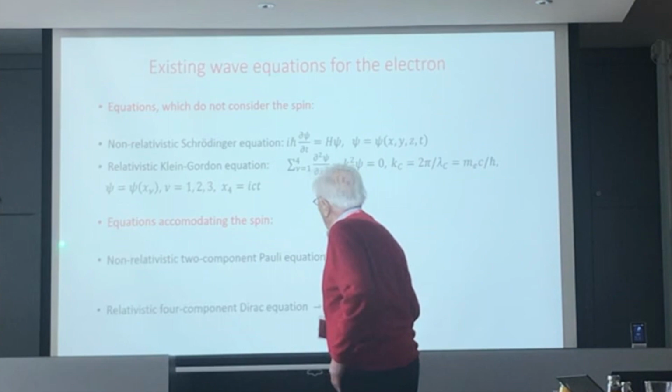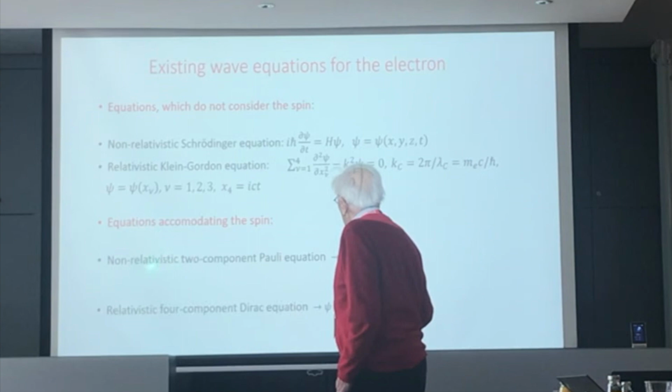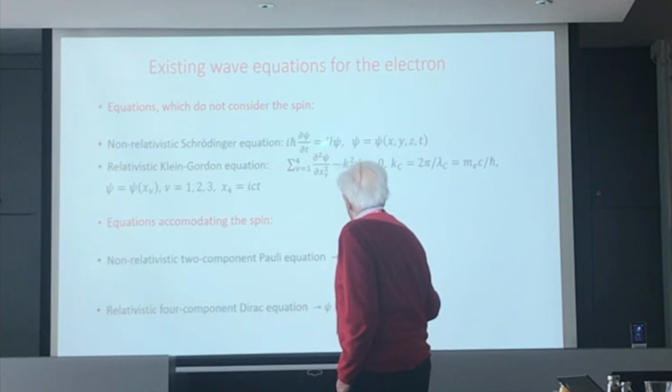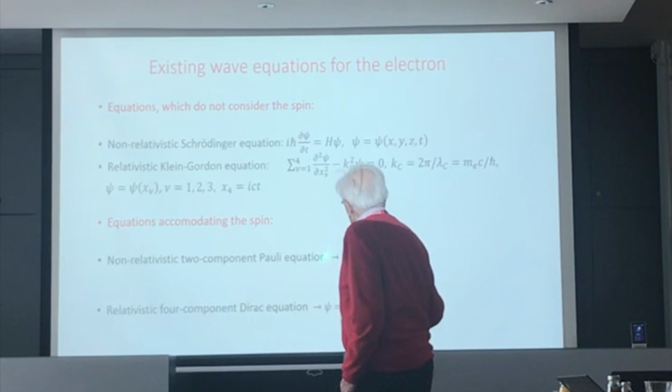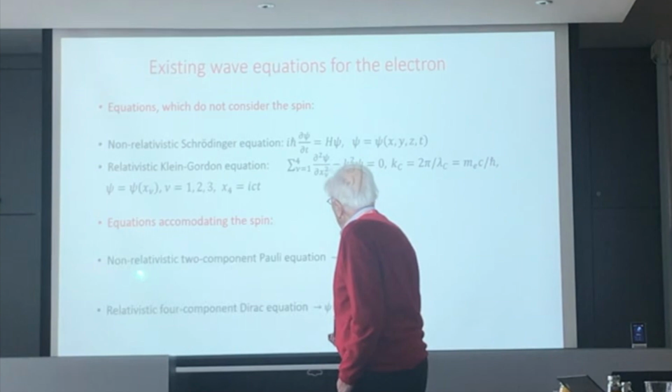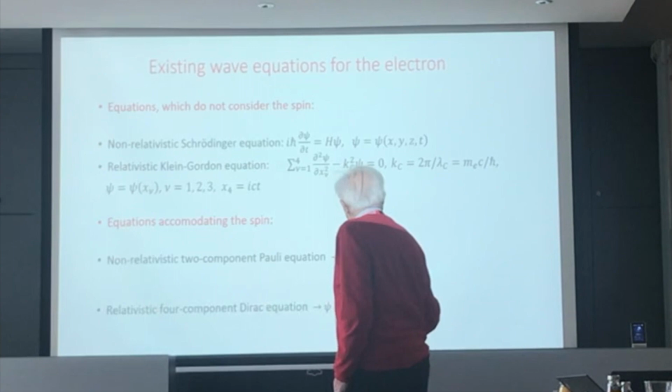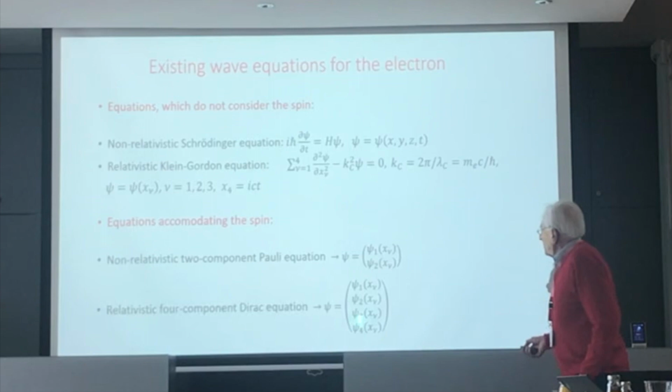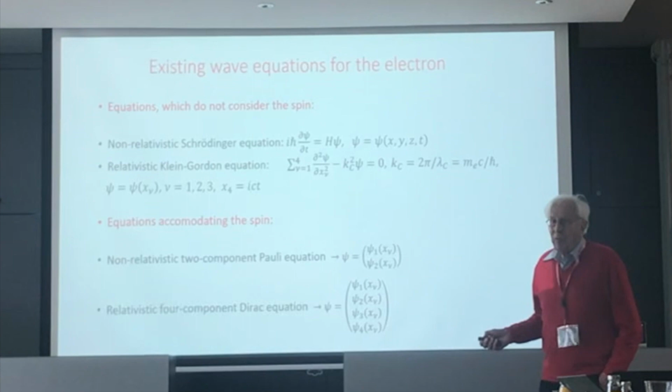And then we have the equation to accommodate the spin. That is an extension by Pauli of the Schrödinger equation. So we get a two-component equation, spin up and spin down. But this is not relativistic, because it is just an extension of the Schrödinger equation. And then, in order to have a relativistic form, we have the Dirac equation, but it has four components. These components are not components of a vector. This is called a spinor.